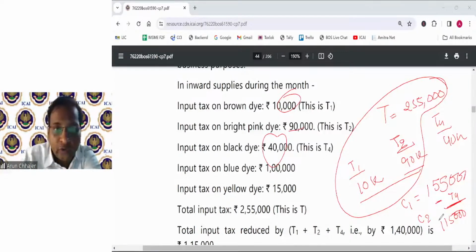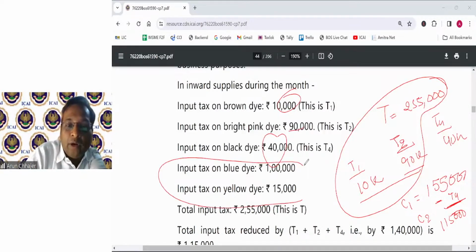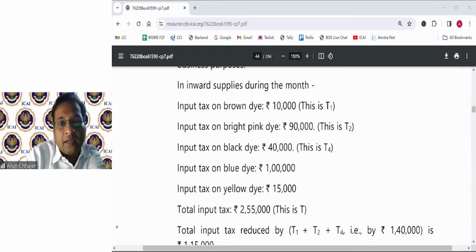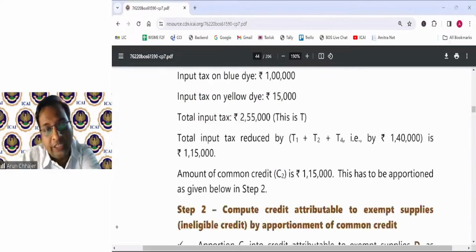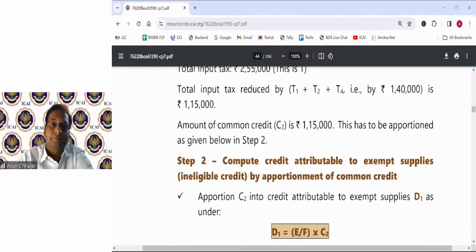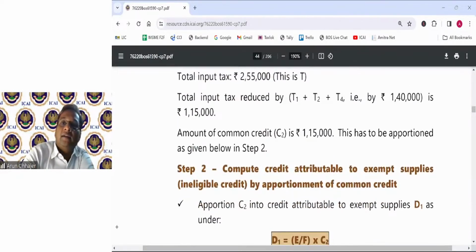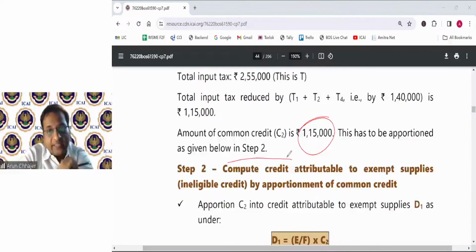Or the other way, you can calculate only the blue and yellow. That is also one way to calculate, but we are going as per the mechanism given in Rule 42. So C2 is the common credit. It has to be apportioned as given in step 2. What is step 2?